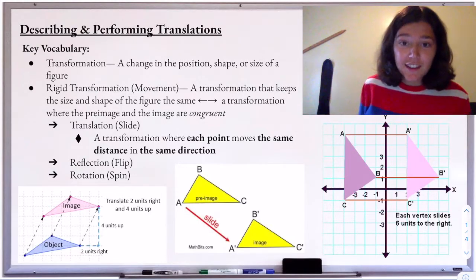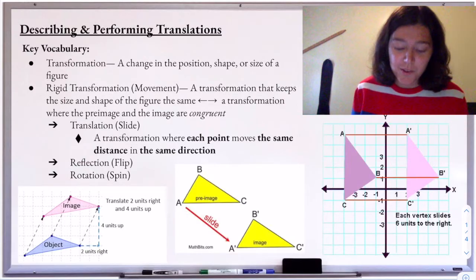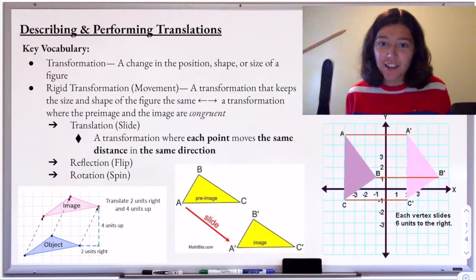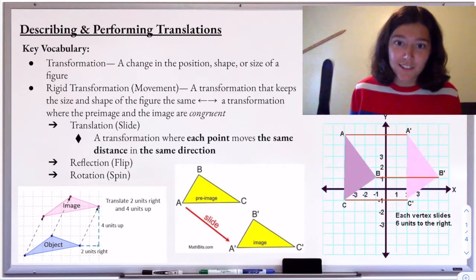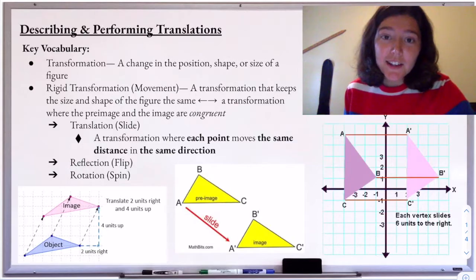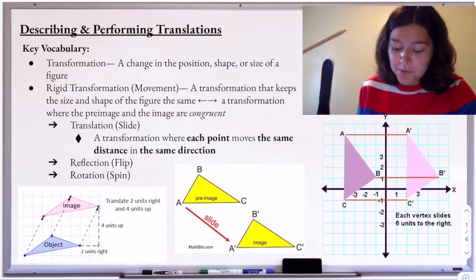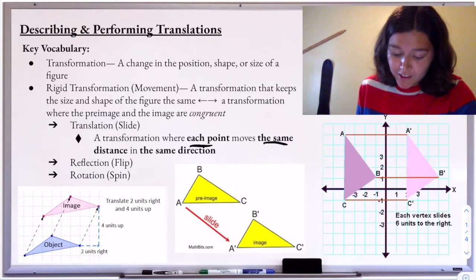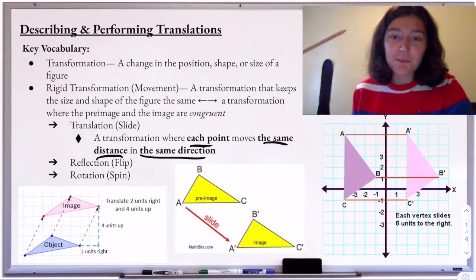And then within that category, we have a translation. So that's what we're going to focus on today. And we've already heard a translation as the math term for a slide. But the more technical definition is it's a type of transformation where each point is going to move the same distance in the same direction.